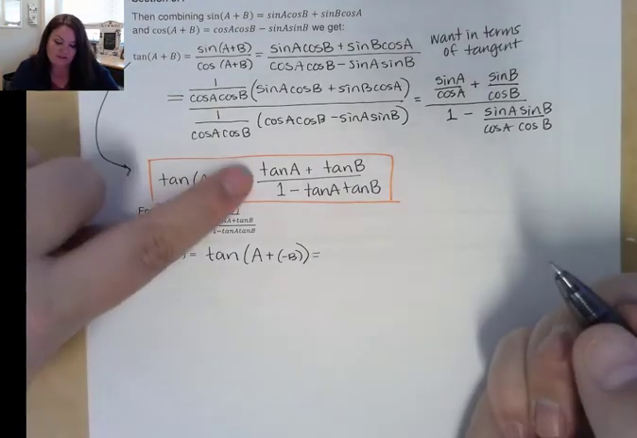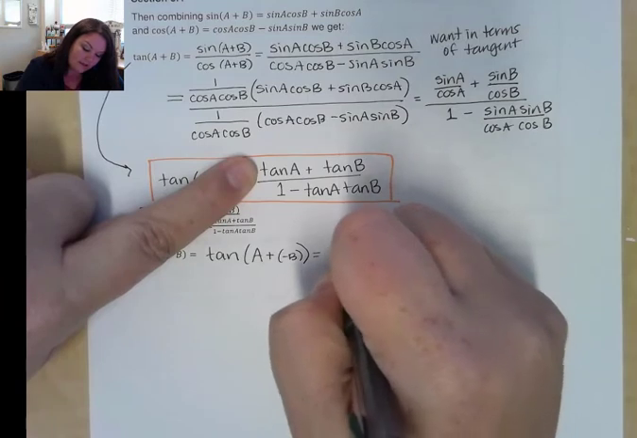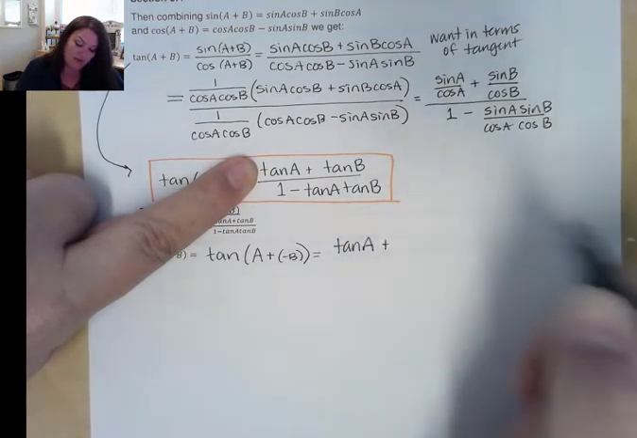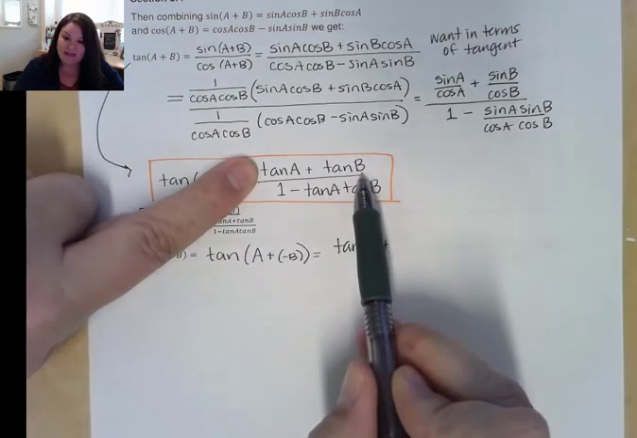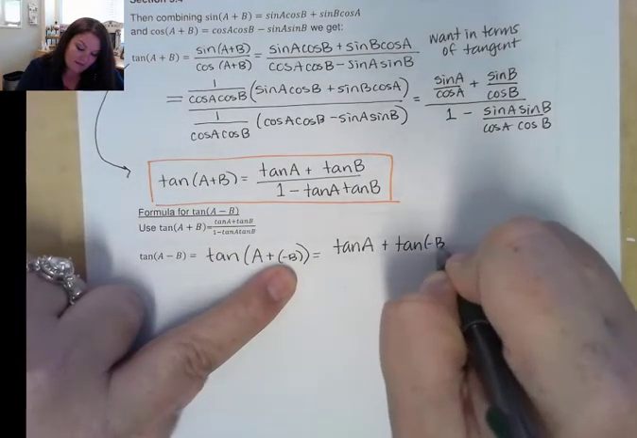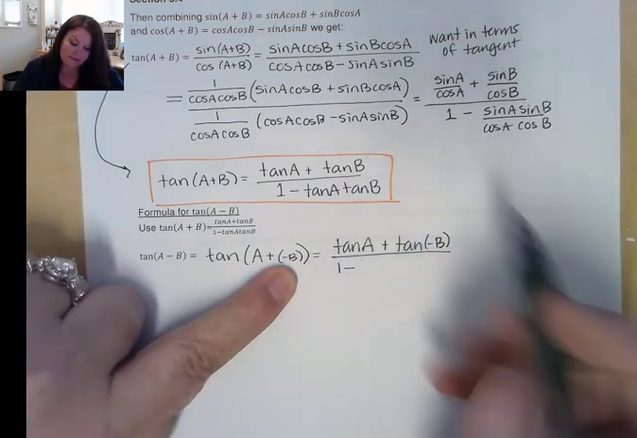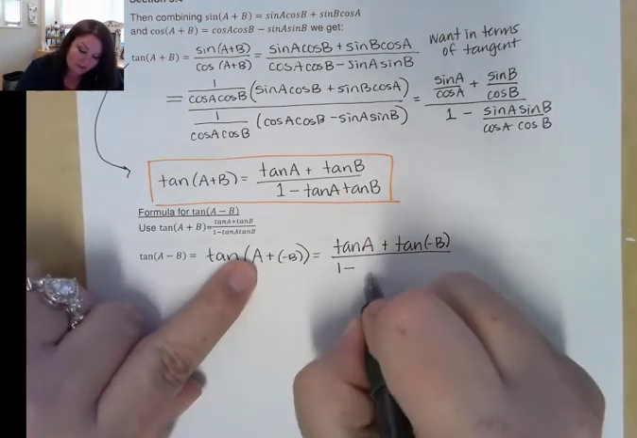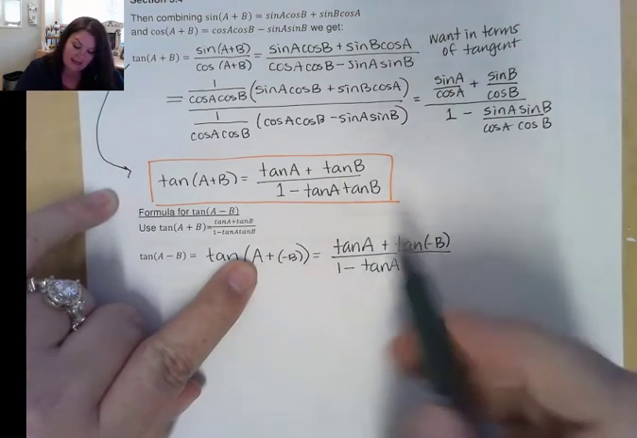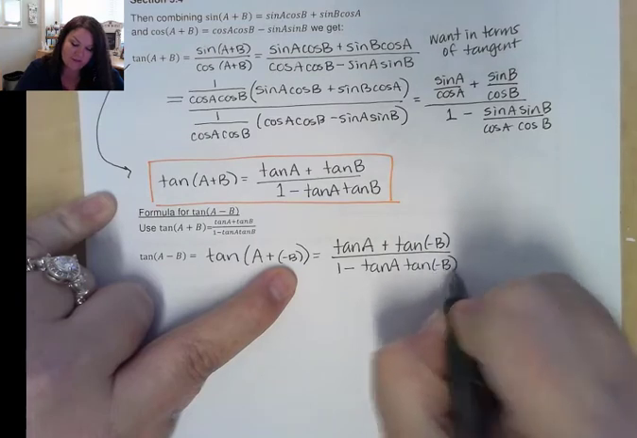Our formula says to do tangent of our first angle. So we're going to get tangent A plus tangent of our second angle. So our second angle is a negative B, all over 1 minus tangent of our first angle, which is tangent A, and tangent of our second angle, which is tangent of a negative B.